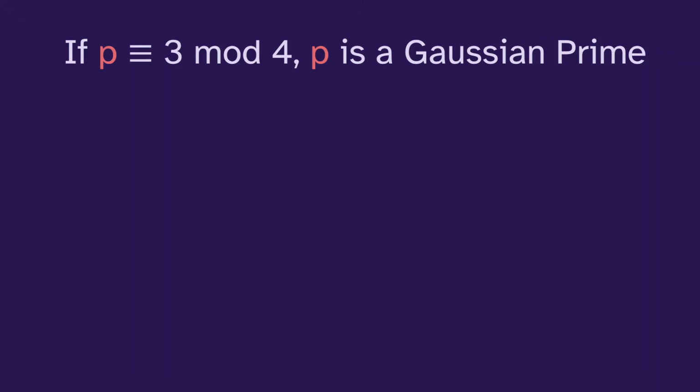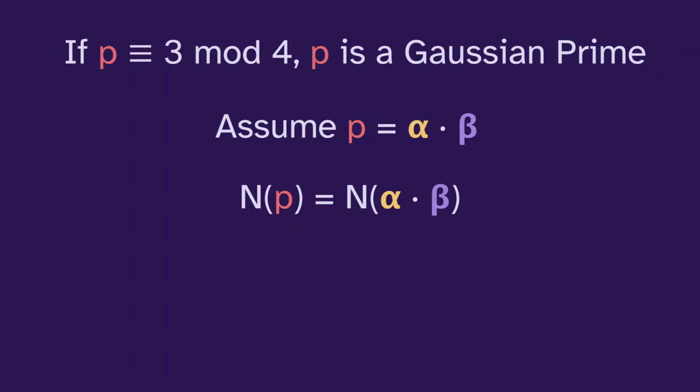And we'll do this by contradiction. So we'll assume that p isn't a prime. That means we're assuming that p equals alpha times beta, where alpha and beta are not units. And so the norm of p equals the norm of alpha times beta, but the norm is multiplicative, so that equals the norm of alpha times the norm of beta. And the norm of p is just p squared. So p squared is the norm of alpha times the norm of beta.